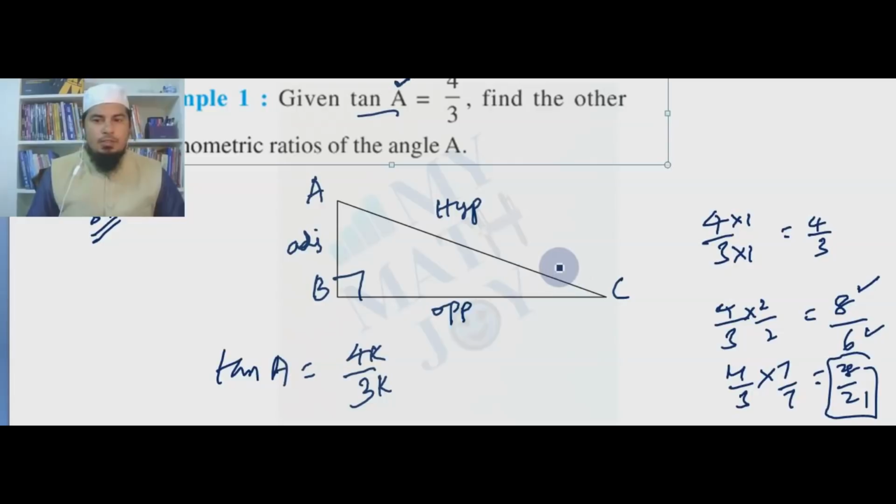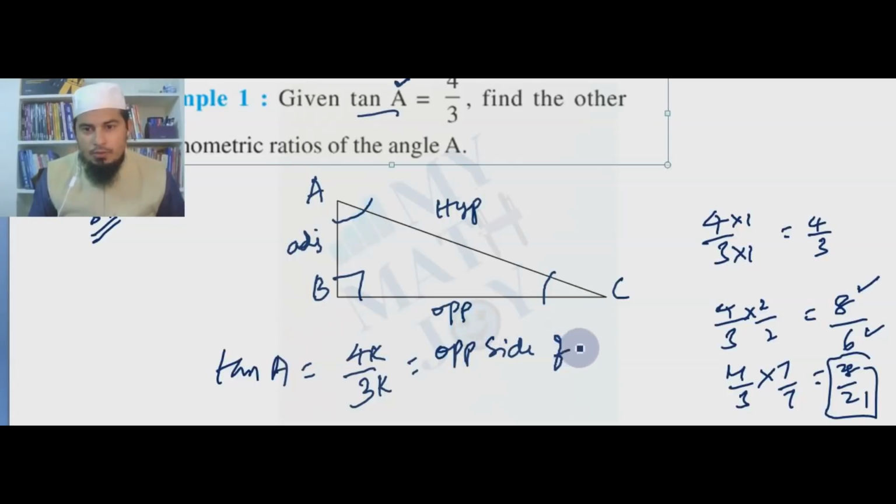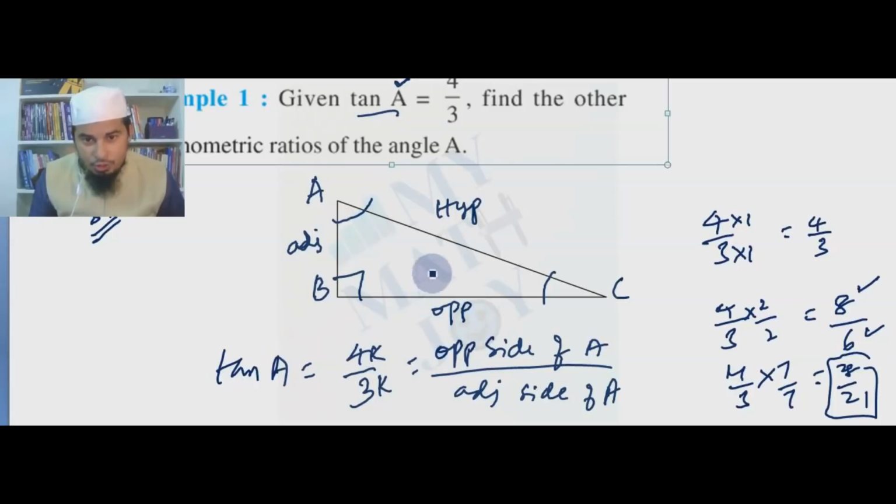Now we have taken an angle A here. Tan A is nothing but the opposite side of A by the adjacent side of A. So the opposite side we write here should be 4k and the adjacent side should be 3k.